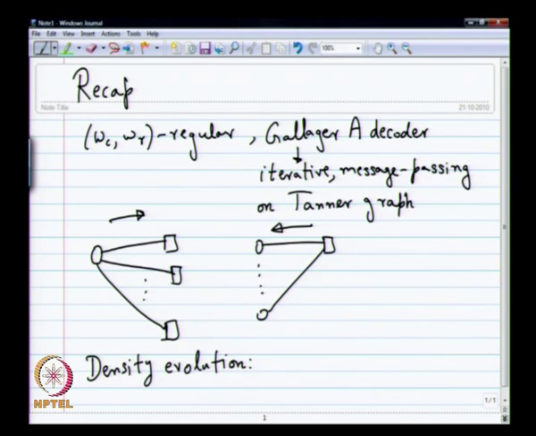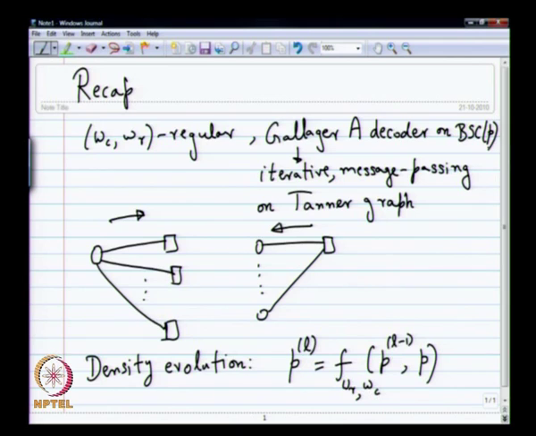And once you make that assumption, it is easy to track the probability that a particular message is an error. Essentially you will have a formula like this: P_l, the probability of error in the lth iteration, will be some function parameterized by WR and WC of P_{l-1}, and then p, which is the BSC transition probability. Is that okay? So this is a crucial step in the analysis of LDPC codes. There are ways of justifying this.